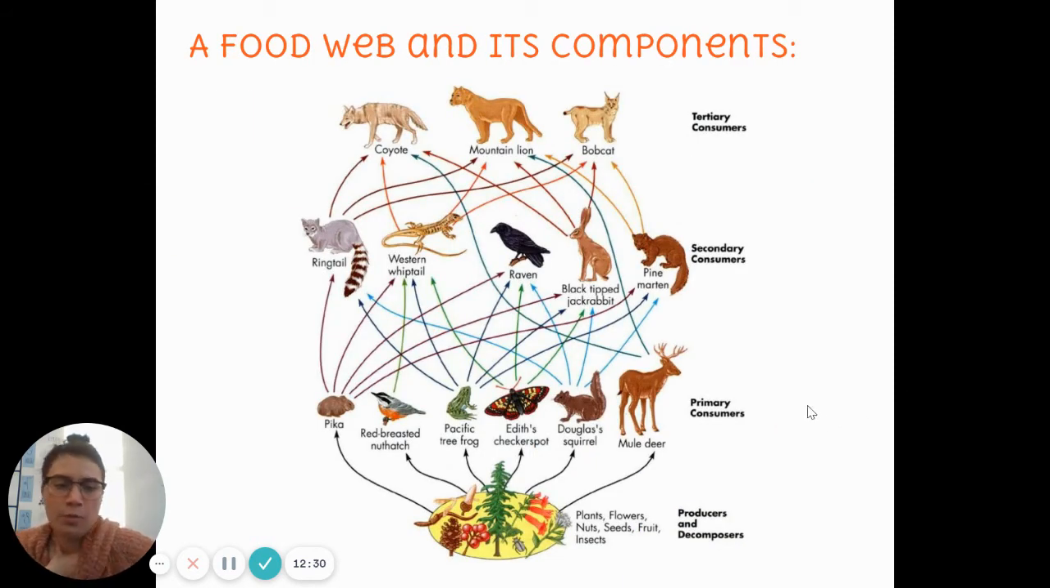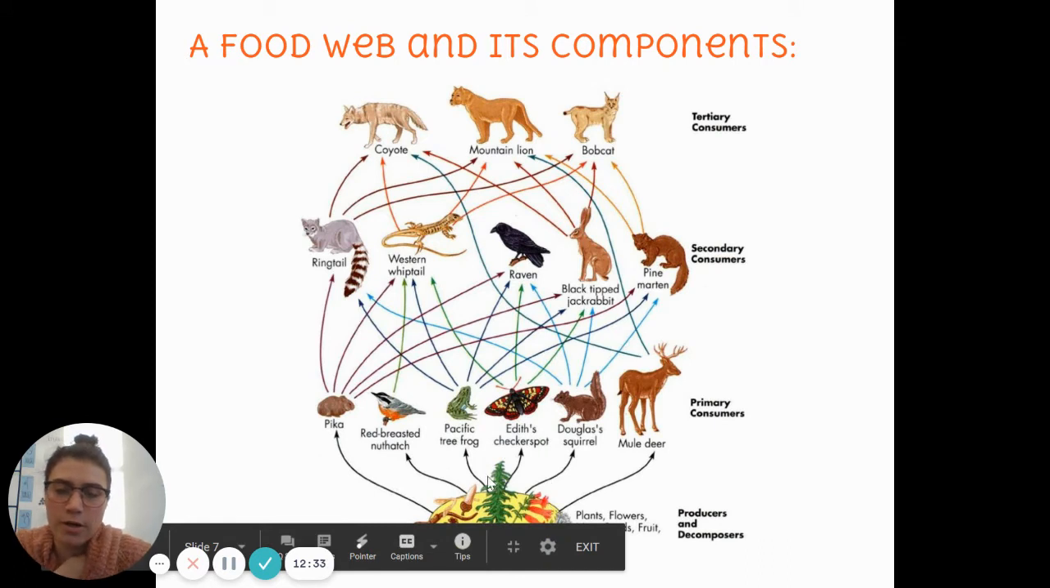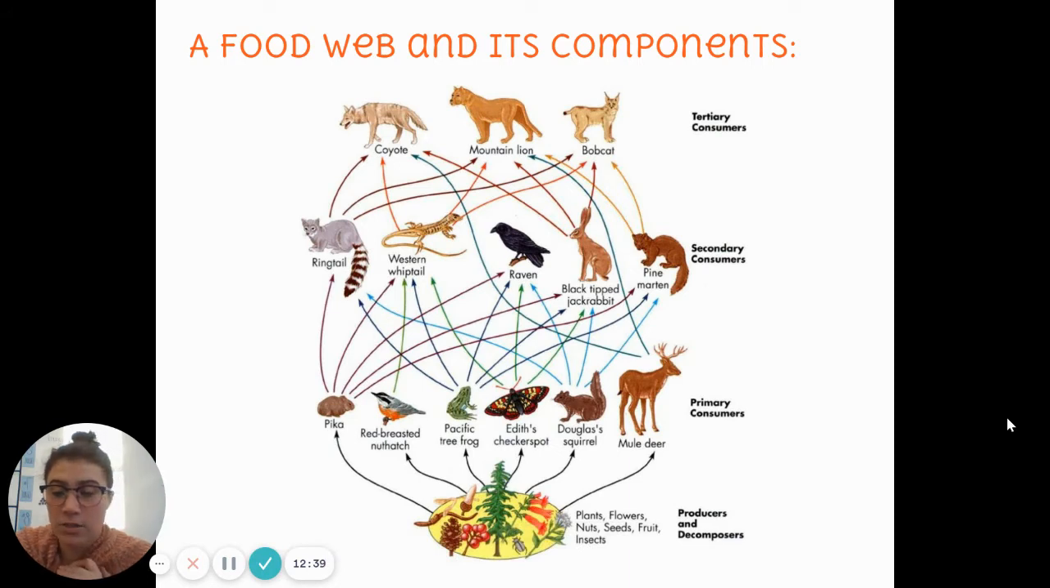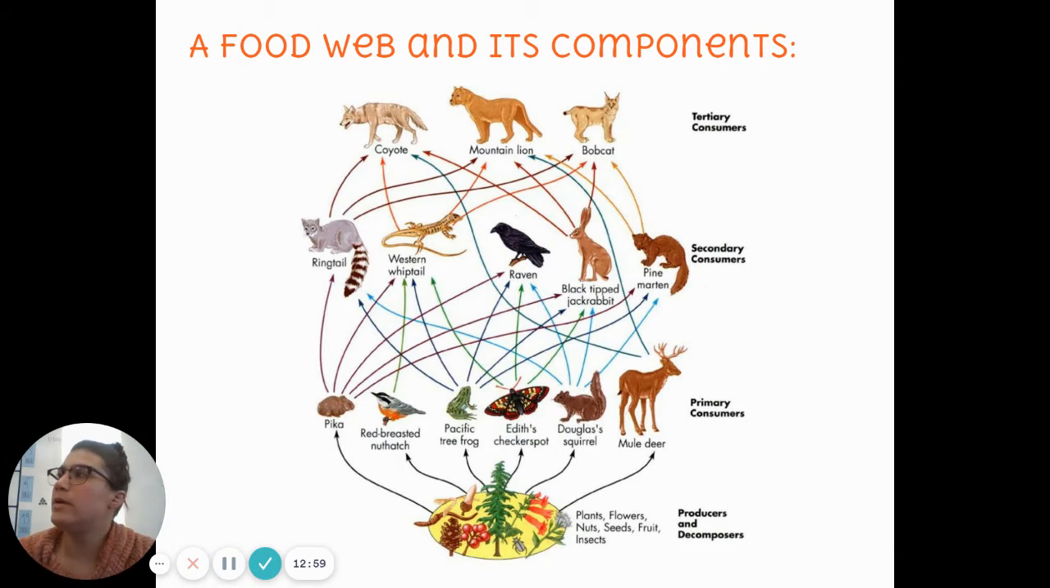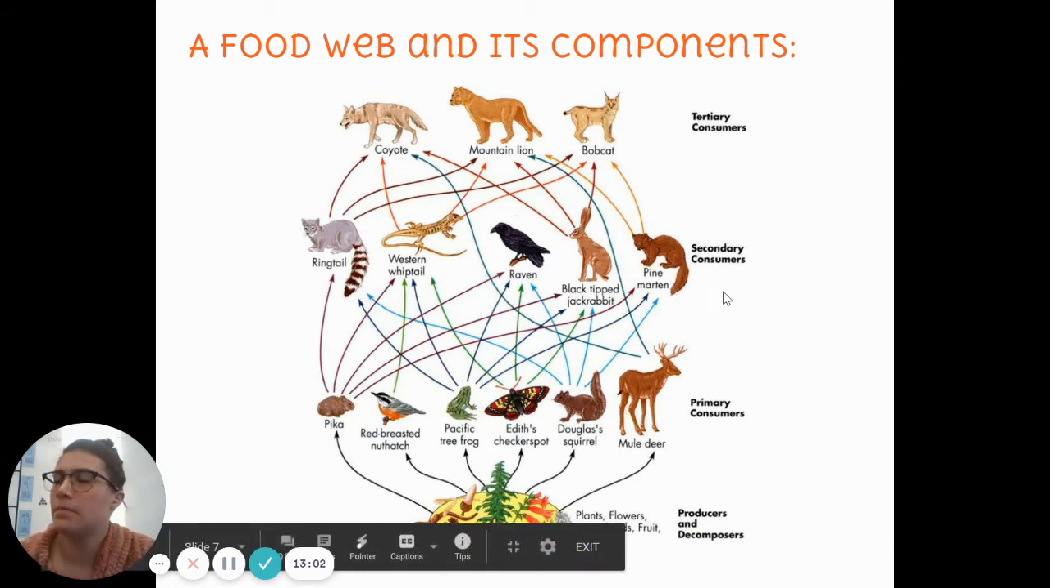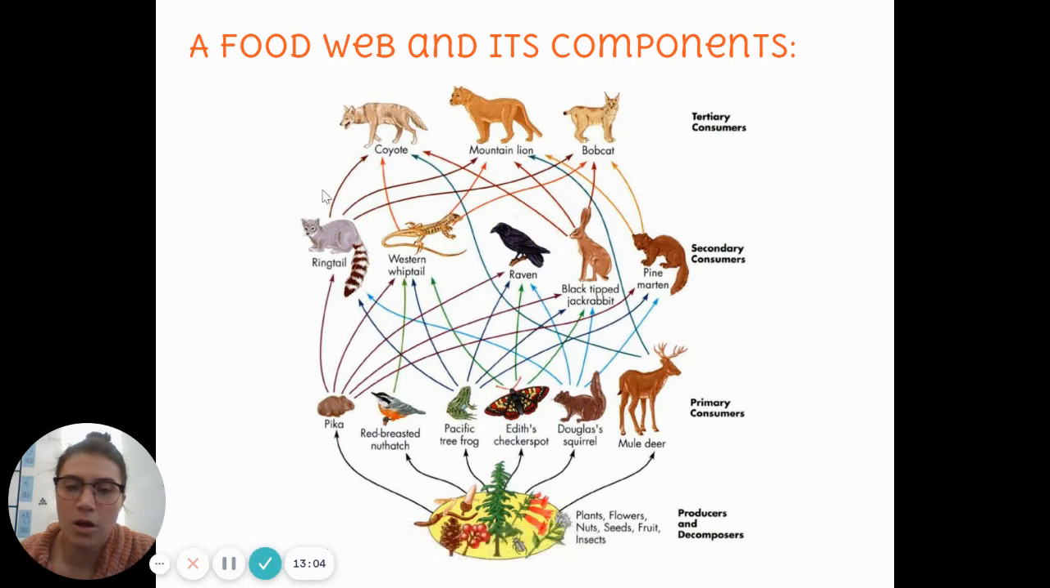Okay, so we have our producers and decomposers, which are going to be our plants and our flowers, our fruits, our nuts, our seeds, our insects, because those are all things that produce their own energy through photosynthesis. Then we have our primary consumers, and any one of these could be eaten by any one of the primary consumers. So a mule deer could maybe eat a flower, but it could also eat an acorn. Right? So that's where those lines are going to interject. Then we have our secondary consumers, which are, well, this is not going to be our ecosystem, our ringtail, our western whiptail, raven, black-tailed jackrabbit.